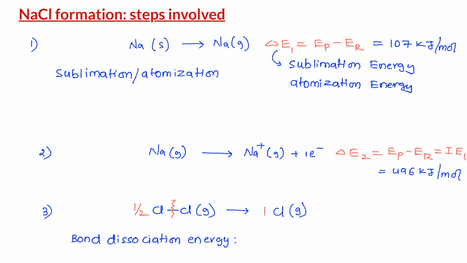Usually, the bond dissociation energy is given as kilojoules per mole. This is the amount of energy required to break 1 mole of bonds. For chlorine, the bond dissociation energy is 242 kilojoules per mole. In this case, however, only half a mole of bonds are being broken, so it costs half as much, that is 121 kilojoules.